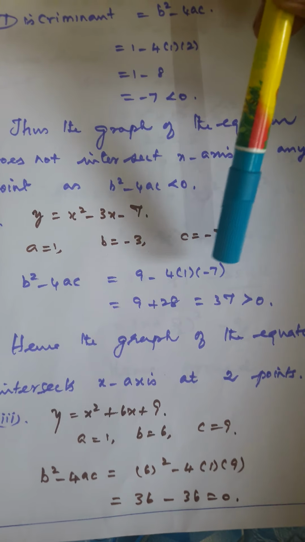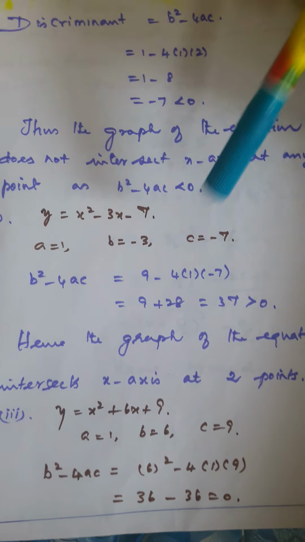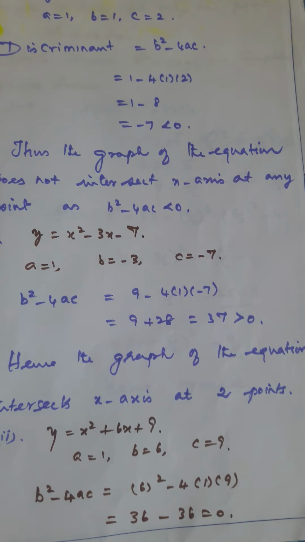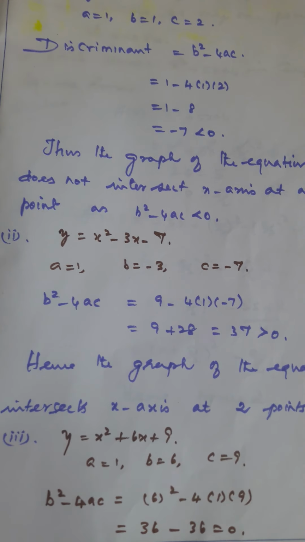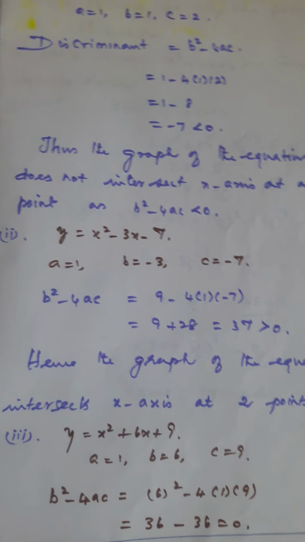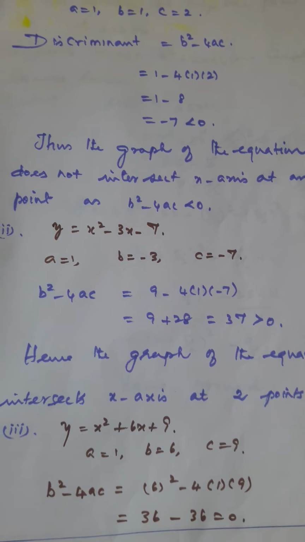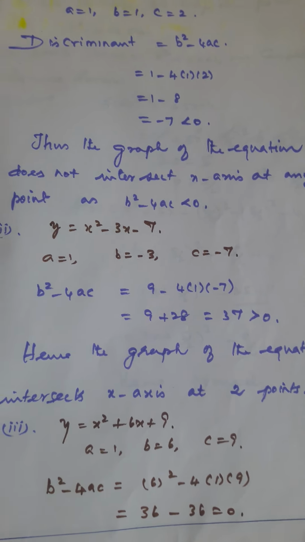Like that, your second one is greater than 0. The graph of the equation intersects the x-axis at 2 points. And the third equation, you will be getting 0. So the graph of the equation intersects the x-axis at only 1 point.